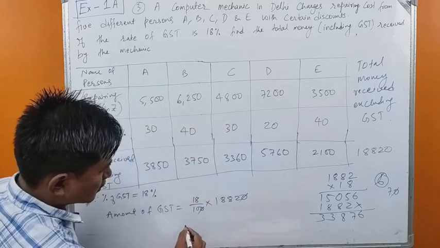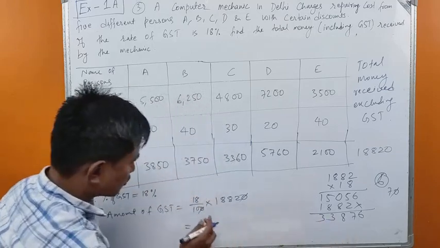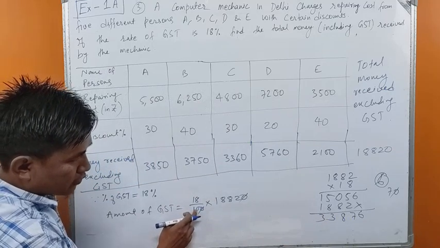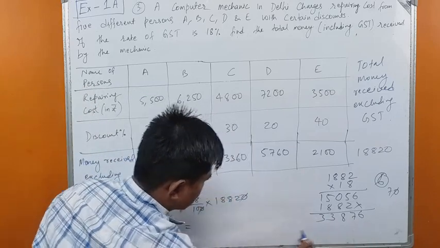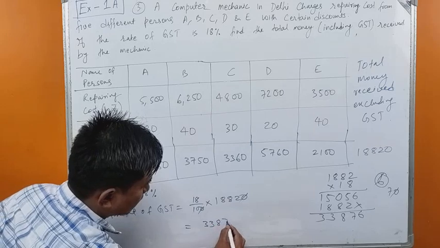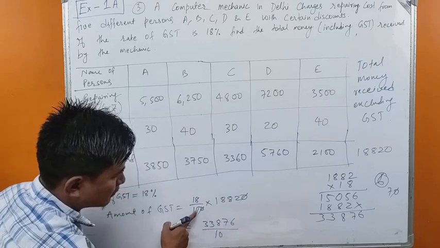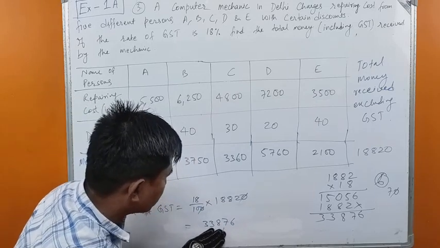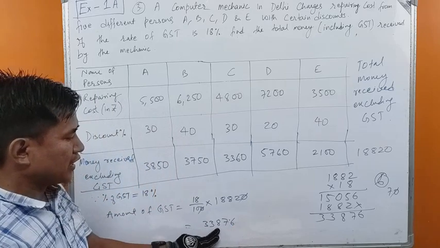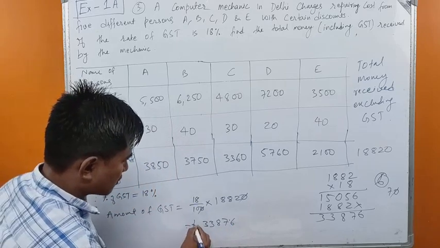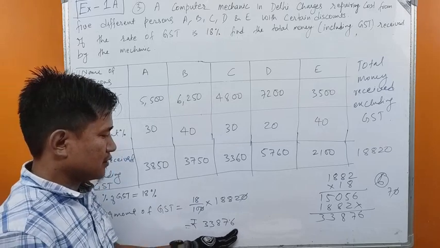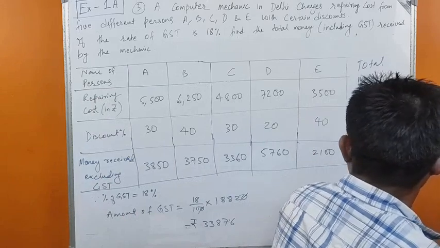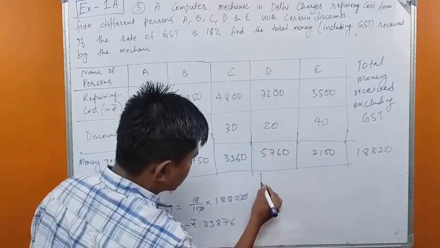So amount of GST is 33876. So we need to put one decimal because we have 0 in the denominator, isn't it? 33876 upon 10, this 10 is still there in the denominator. So we eliminate this 0 and we put a decimal point before one digit. So 3387.6. This is the amount of money that is for GST. So the amount of GST is rupees 3387.6.